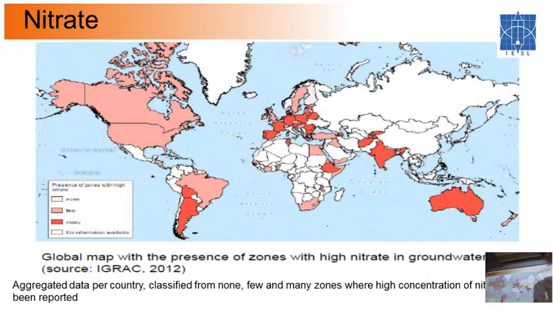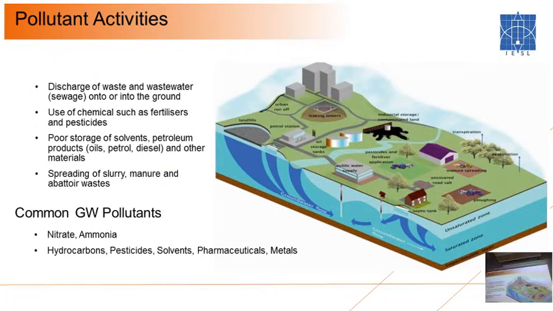So probably this may be due to the excessive use of fertilizers. Right, the pollution is due to the deliberate or accidental release of substances into the groundwater or into the ground, mainly during human activities. There may be some natural causes, but they are not important because nature can probably buffer those issues. Mainly it's due to human activities like discharge of waste and wastewater into the ground, or due to poor storage of solvents or petroleum hydrocarbons, which can contaminate or pollute the groundwater.